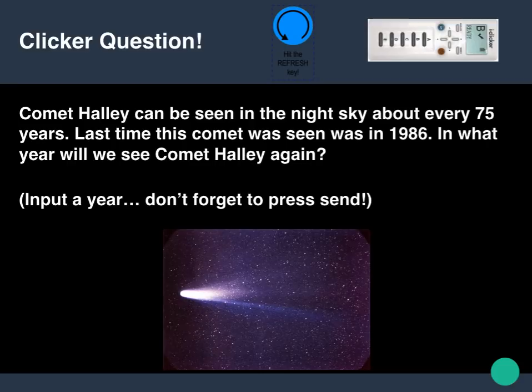So the question is, in what year will we see Comet Halley again? So this is a numeric one, so you're going to be putting in a number. Hit the refresh key. And then type in your number, and then hit send. Don't forget to hit send. Hint, you will see it in your lifetime. Hopefully. That's what you hope for.